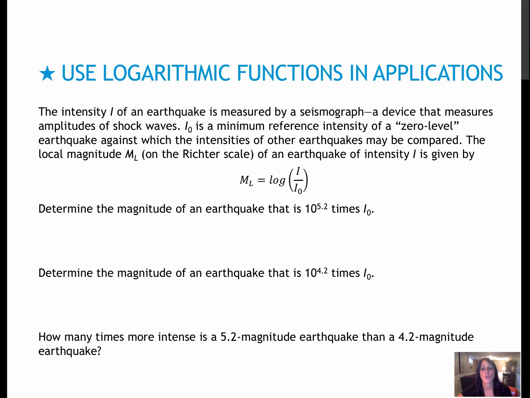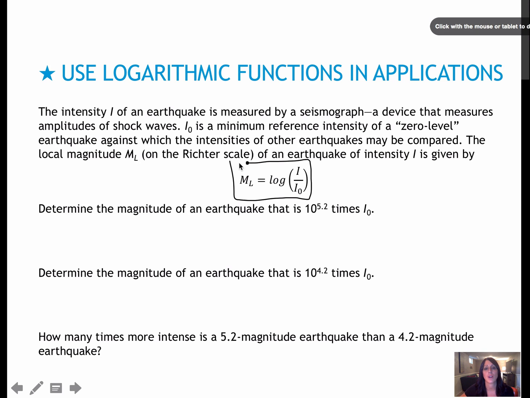Here's an example for you to try on your own. So try the question, then press play to check your work. Here we're obviously dealing with the intensity of an earthquake using the Richter scale. And it's given us the logarithmic function already that we could use to find the intensity, I. So here it says determine the magnitude of an earthquake that is 10 to 5.2 times the I sub 0, and I sub 0 is our 0 level earthquake.